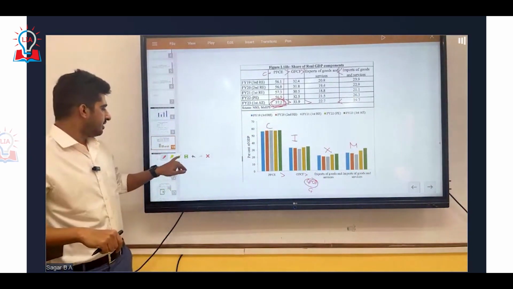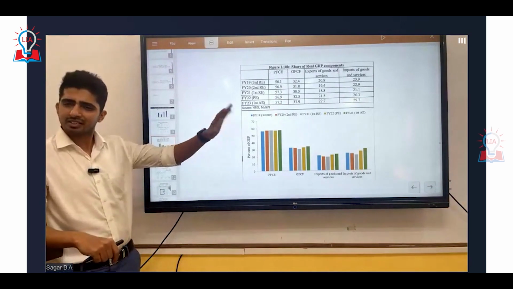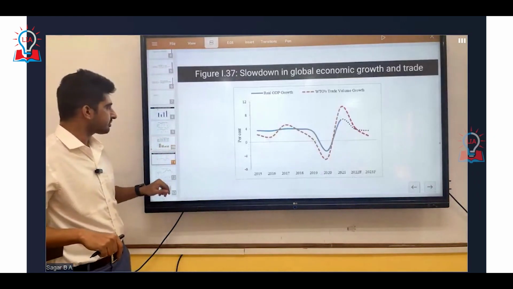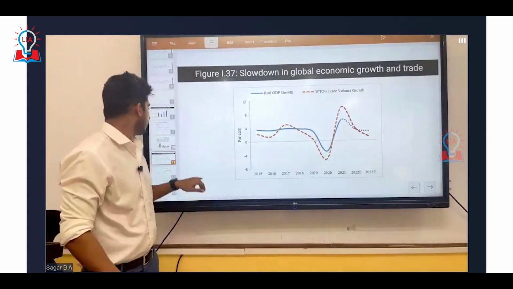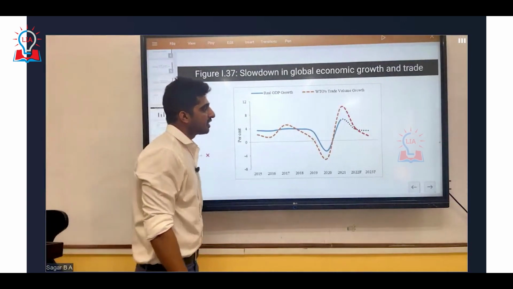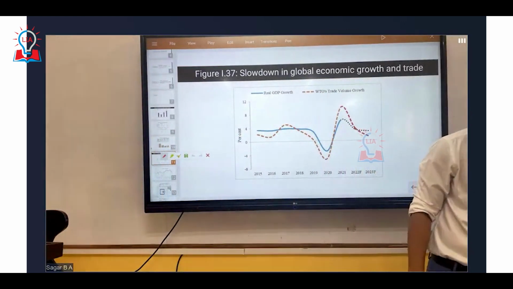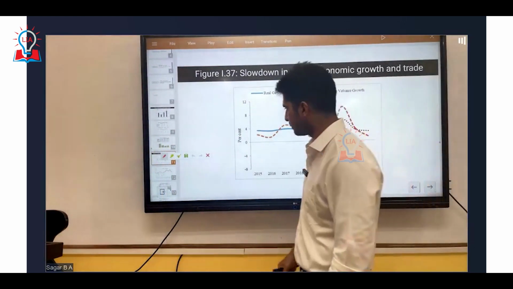Next. Remember only the points I tell you. Other things, don't worry. What is this? This is the world growth. This is not India's growth. This is the world GDP growth.